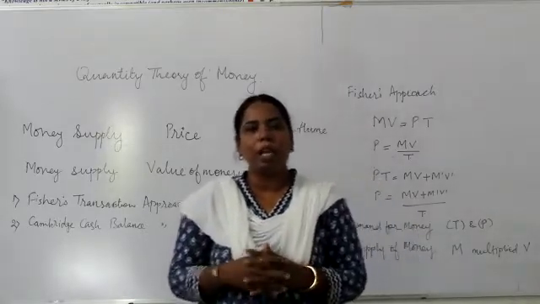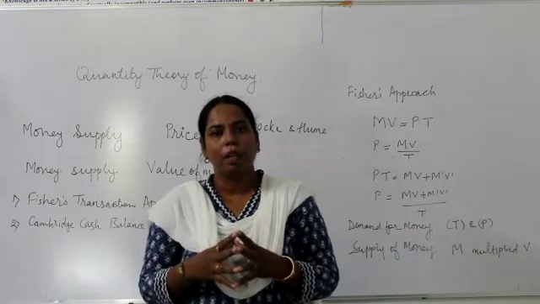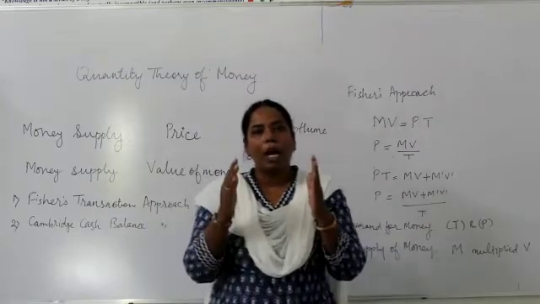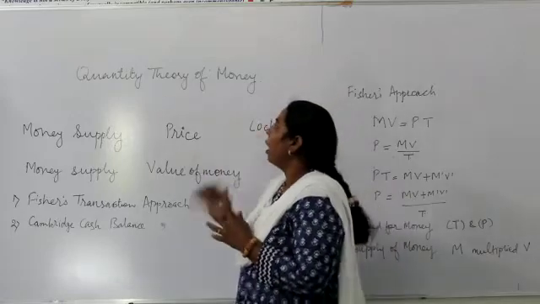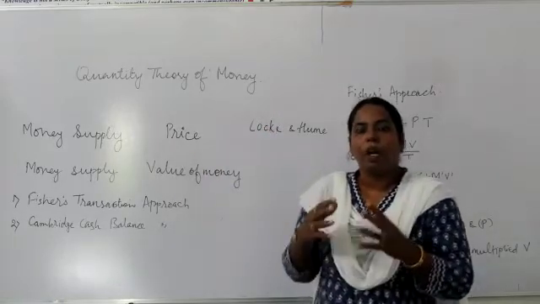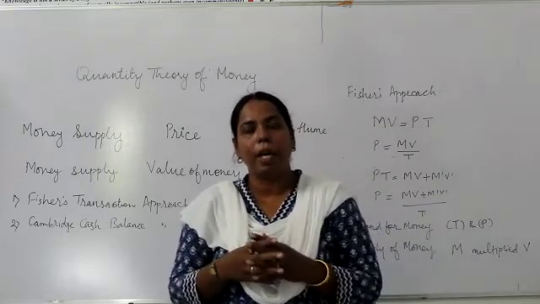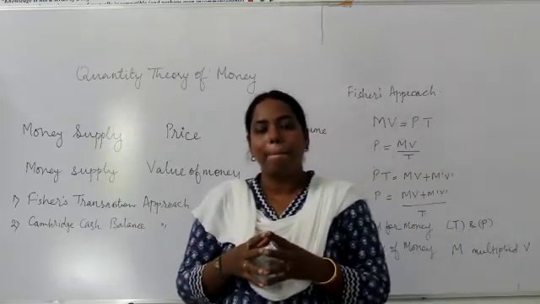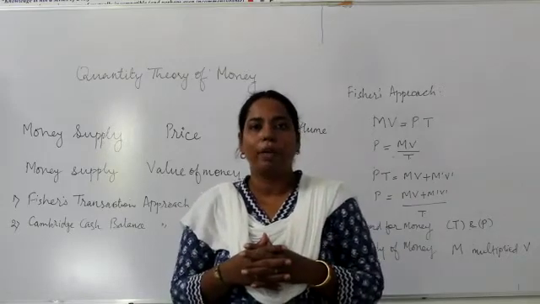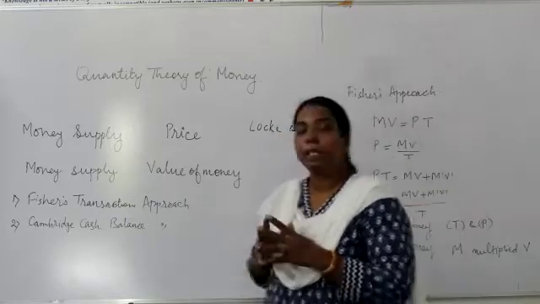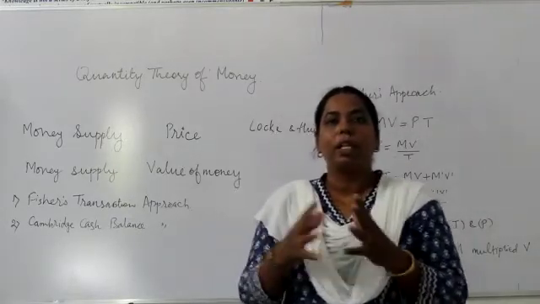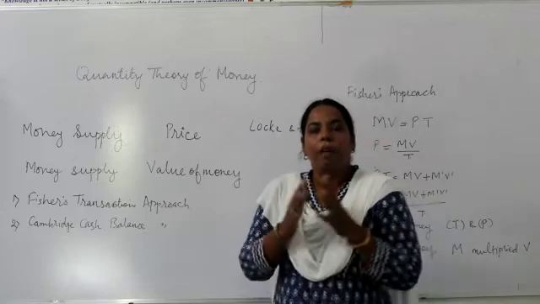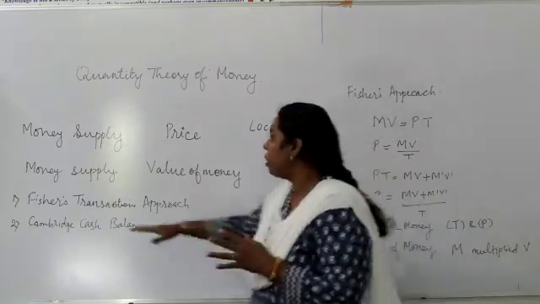Sometimes the question arises in our mind how the price level is decided, how the money supply is determined in the economy. So the answer to this question is there in the quantity theory of money. This theory was earlier given by Hume and Locke in the 16th century. But this theory got recognition when Fisher gave the quantity theory of money in 1911. Fisher's approach is known as Fisher's transaction approach.